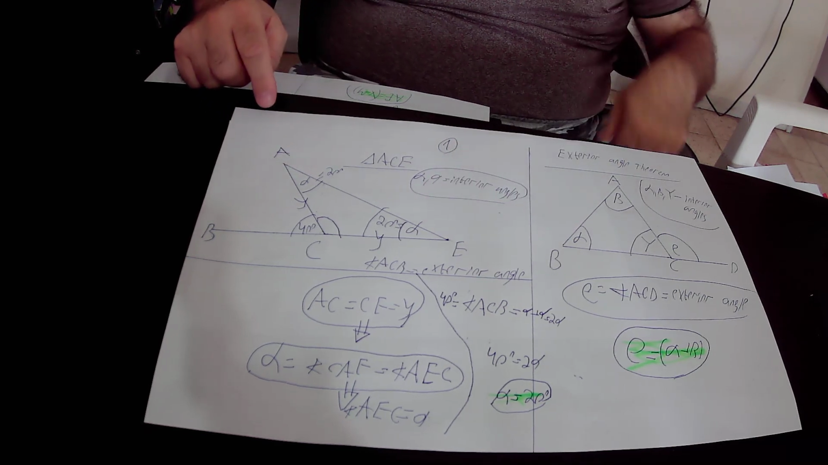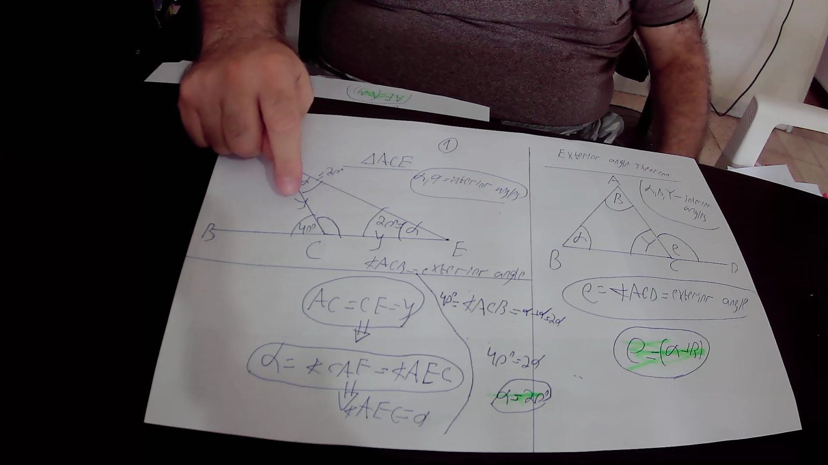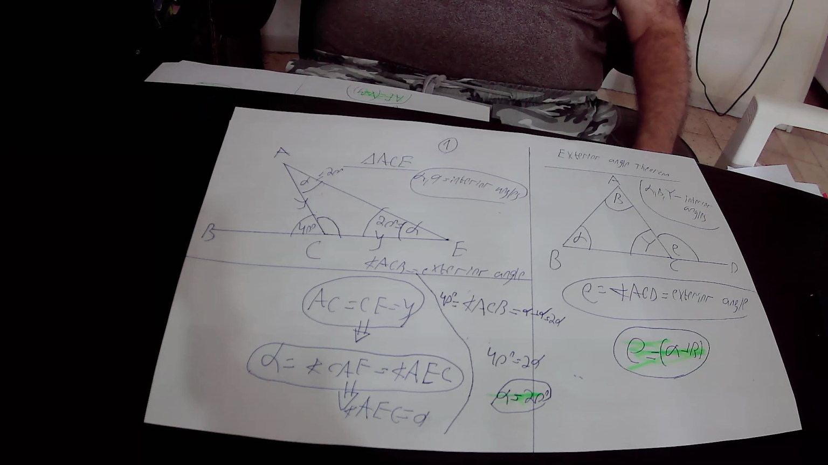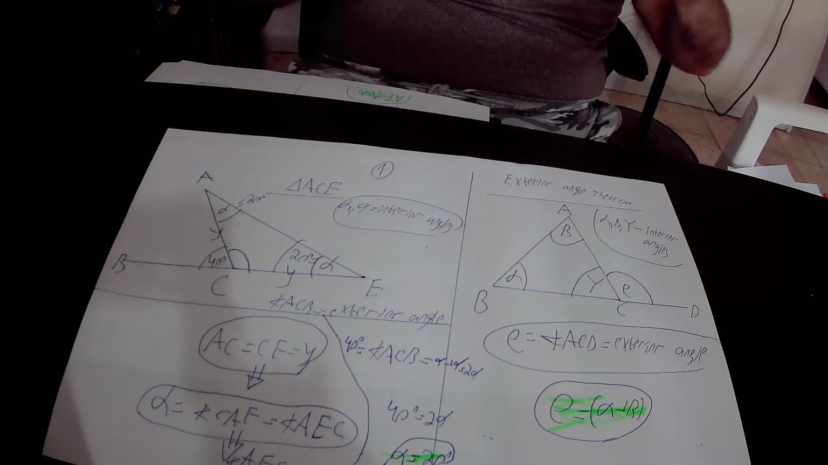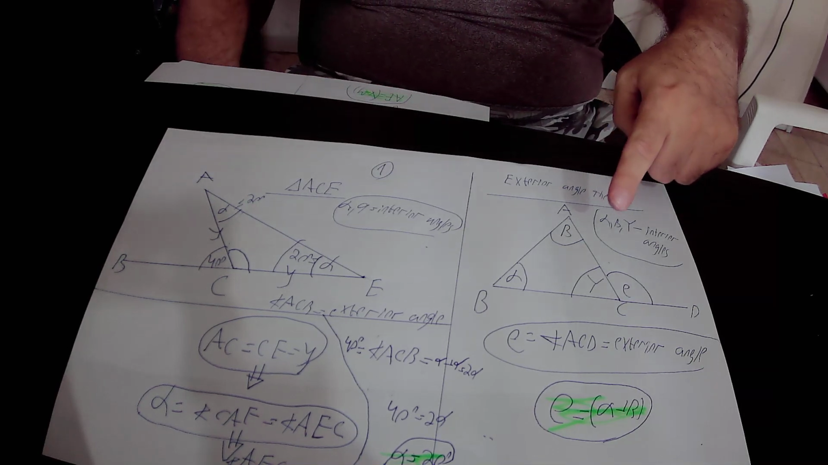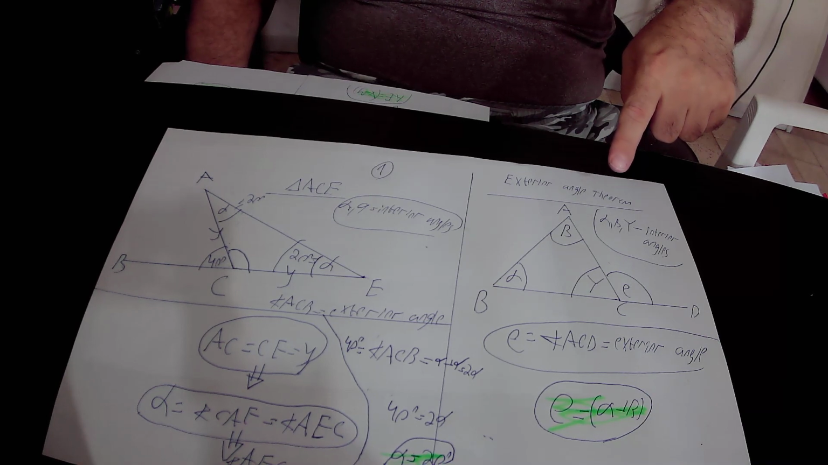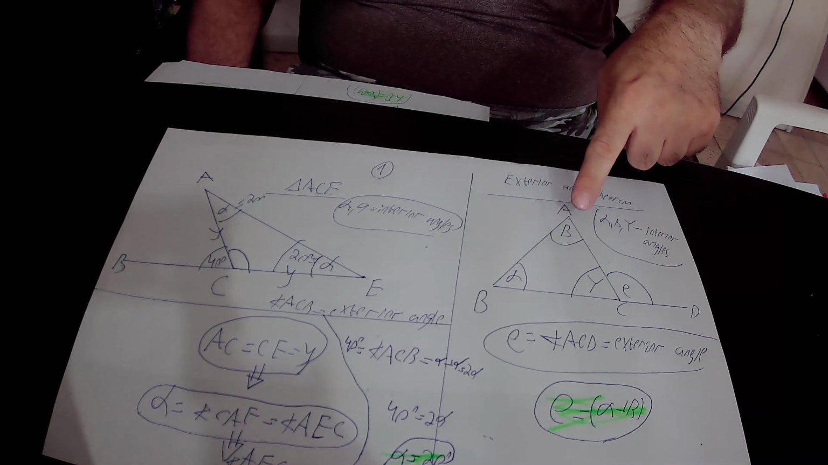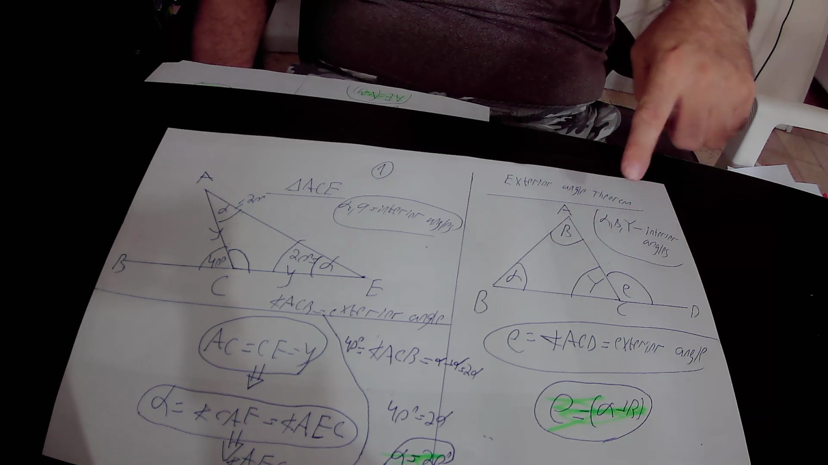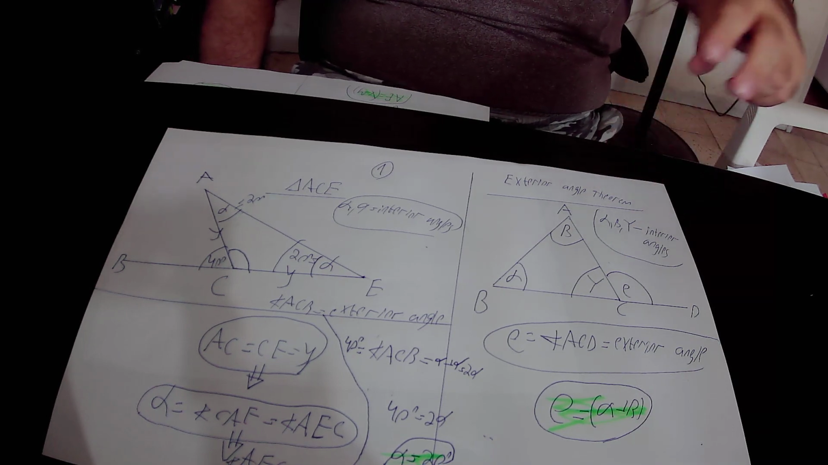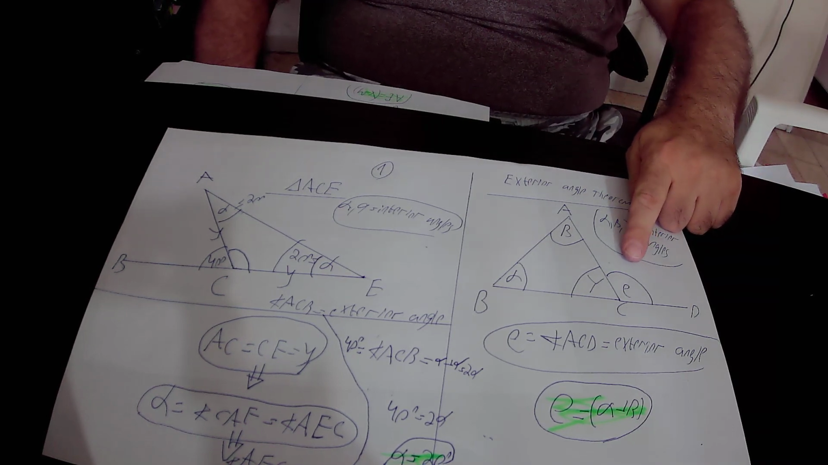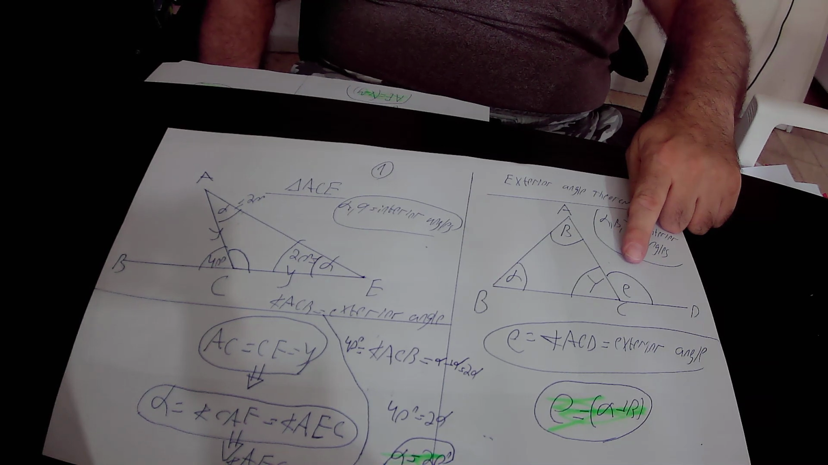Then I copied triangle ACB from the original drawing. We know that angle ABC equals 40 degrees according to what is given in the question. Then I presented to you the exterior angle theorem, which is true in any triangle. If this is triangle ABC, this angle equals alpha, this angle equals beta, this angle equals gamma. Those three angles are defined as interior angles because they are located inside triangle ABC, while this angle ACD that is located outside triangle ABC is defined as an exterior angle.